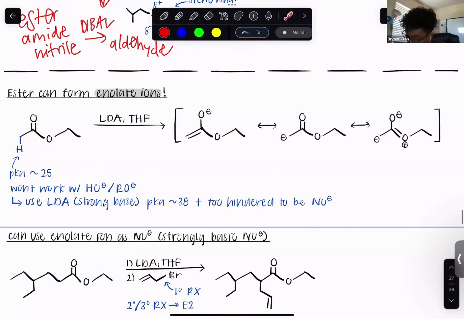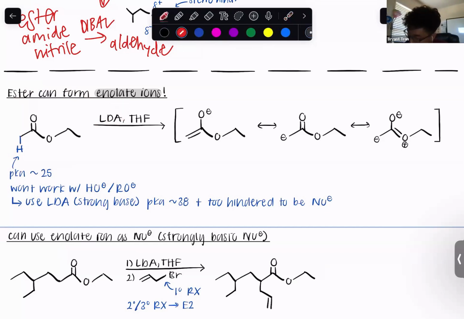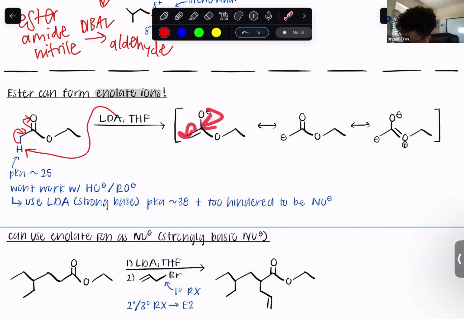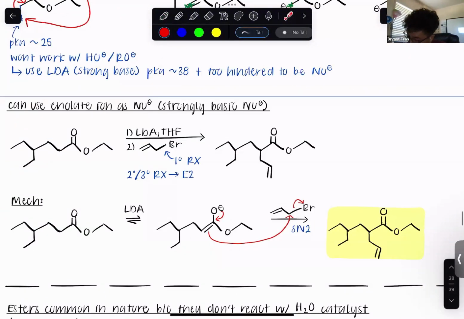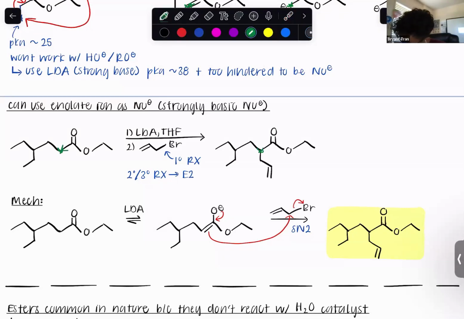Okay, and esters can also form enolate ions because the most acidic proton of this ester here is going to be this alpha hydrogen. We use a strong base like LDA. We're going to deprotonate that alpha carbon to generate this enolate ion. And then because this enolate ion here can do resonance, the negative charge on this carbon here is less stable than the negative charge on this oxygen. So the nucleophile is this alpha carbon right here, right? And then we can use that nucleophile on the alpha carbon to do SN2 reactions, right?